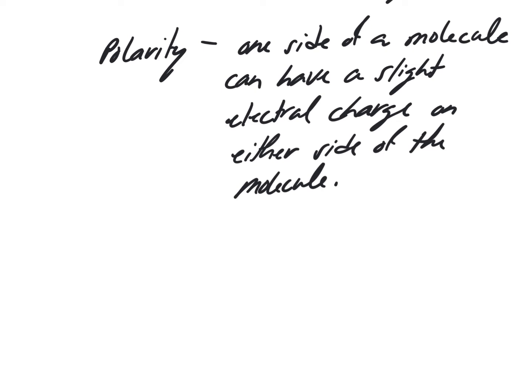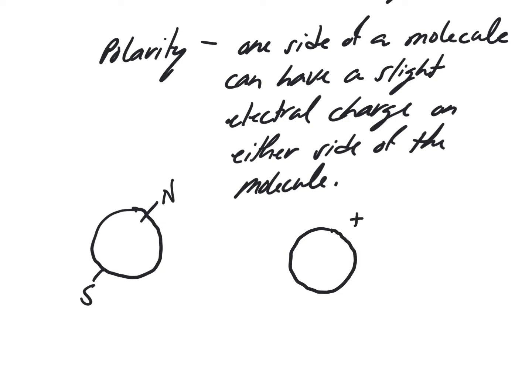Just to give you a very simple analogy to this, you know that the Earth has poles, right? It has a North Pole and it has a South Pole. The North Pole is different from the South Pole, so the Earth has polarity. A molecule can have a slightly different, let's say, positive charge on one side and a negative charge on the other. In other words, it can have polarity. It can have a positive pole and a negative pole.